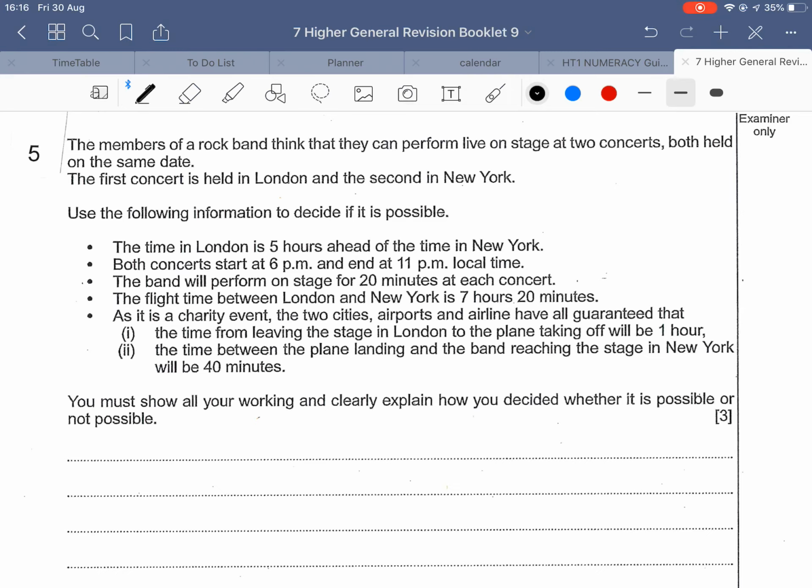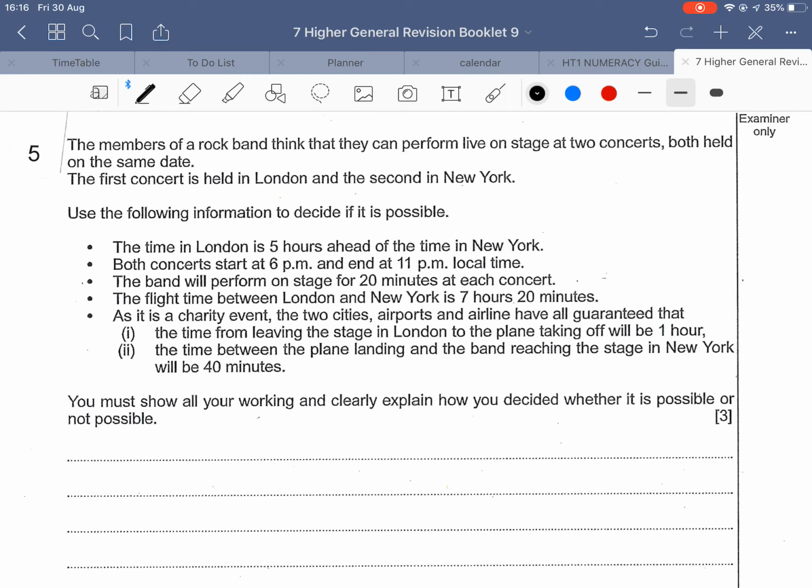So they wanted London and New York in the same day. That's like a long flight. The time in London is 5 hours ahead of the time in New York. Both concerts start at 6 p.m. and end at 11 p.m. local time. The band will perform on stage for 20 minutes of each concert.